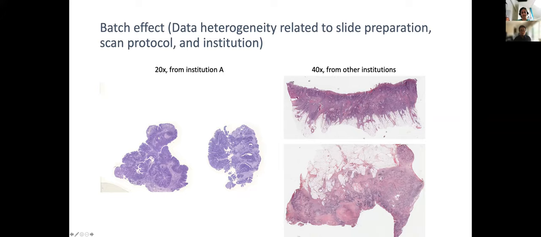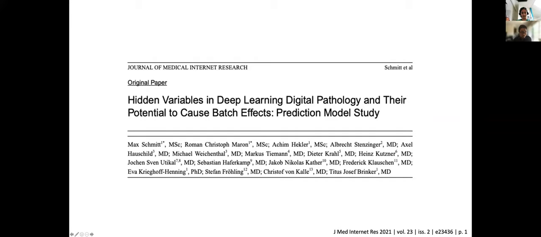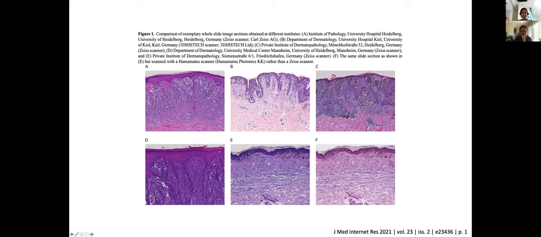There was a paper recently published where the authors studied the batch effect in computational pathology. They collected the whole set of images from 5 different institutions. These two are actually from the same institution, and A, B, C, D, E were acquired at different institutions. A, C, D, and E were acquired with the Zeiss scanner, B was acquired by a scanner from a different vendor, and F was acquired by a Hamamatsu scanner. So they look totally different and they came from different institutions.